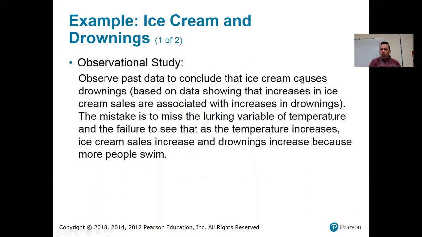It's not that ice cream causes drownings. It's that hot weather causes both, right? Hot weather leads to more ice cream sales, and hot weather also leads to more people swimming, which leads to more people drowning. All right. So it's not that one of these things causes the other, it's that there is some third thing that causes them both. The lurking variable of temperature and the failure to see that as the temperature increases, ice cream sales increase and drownings increase. But one is not causing the other.